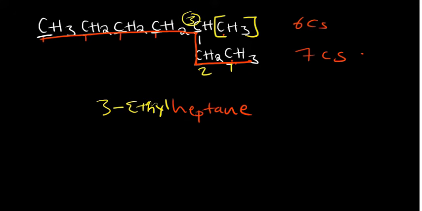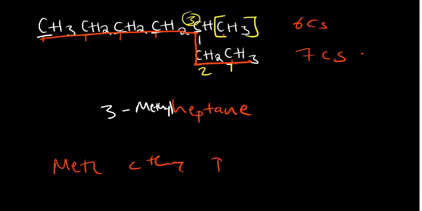So this is not actually ethyl, this is actually methyl because it is only a single carbon, so it's 3-methyl instead. Okay, so don't forget the prefixes. We've got methyl, ethyl, propyl, and then butyl, pentyl, hexyl, heptyl, octyl, nonyl, and decyl. Okay.